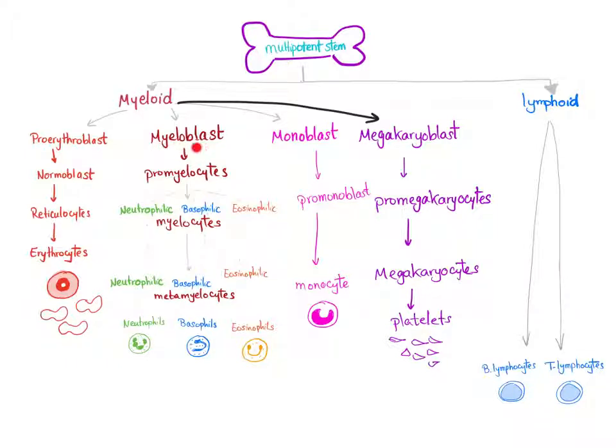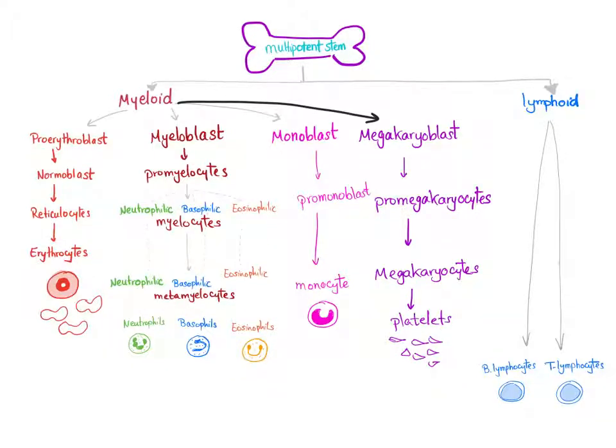Okay, what about this one? Myeloblast. Myeloblast will produce promyelocytes, and then will differentiate to three different types: neutrophilic myelocytes, basophilic myelocytes, eosinophilic myelocytes. Each of them will change into neutrophilic metamyelocytes, basophilic metamyelocytes, eosinophilic metamyelocytes. Then into the cell: neutrophils, basophils, eosinophils.